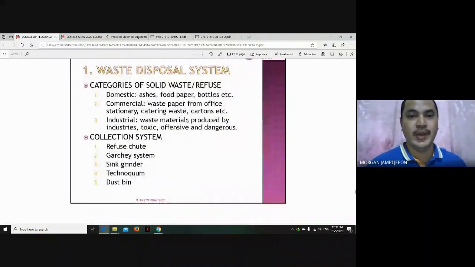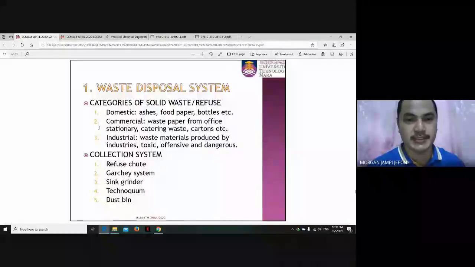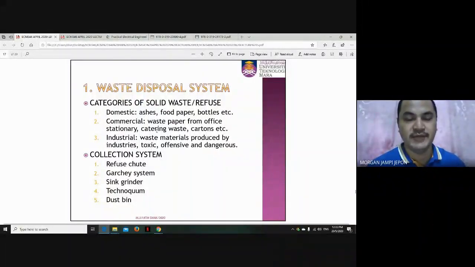This is a waste disposal system in the building, right? So before that, we need to know the categories of solid waste or refuse. First one is called domestic waste, comes from ashes, food, paper, bottles, etc. Second category is called commercial waste, which is waste paper from office, stationery, catering waste, carton, etc. And the third category is called industrial waste. And this one is a waste material produced by industries, toxic, offensive, and dangerous. So remember, there are three categories of solid waste or refuse.